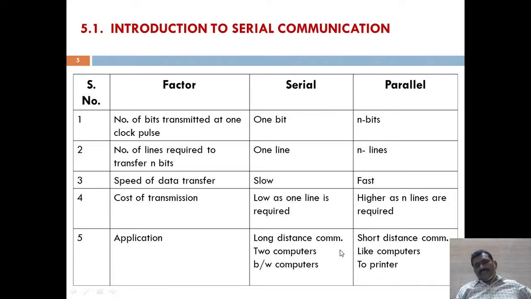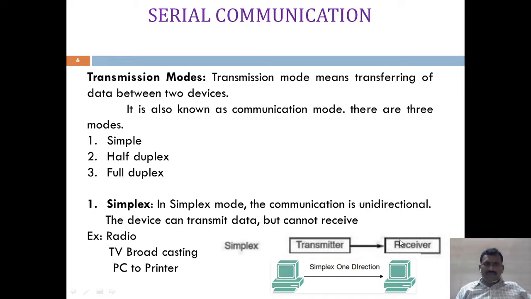So the difference between serial and parallel: number of bits transmitted per clock, here 1, here n bits. Number of lines or wires required for n bits, here 1, here n lines. Speed of data transfer, serial is slow, parallel is fast. Cost of transmission, low here, high here. Applications: long distance communication and short distance communication.